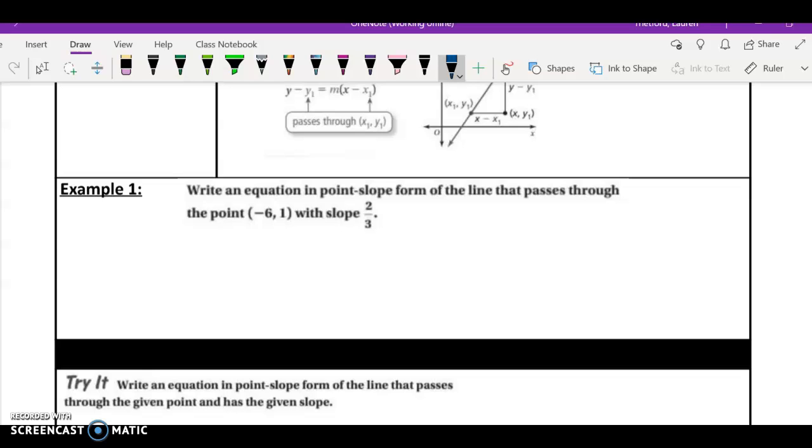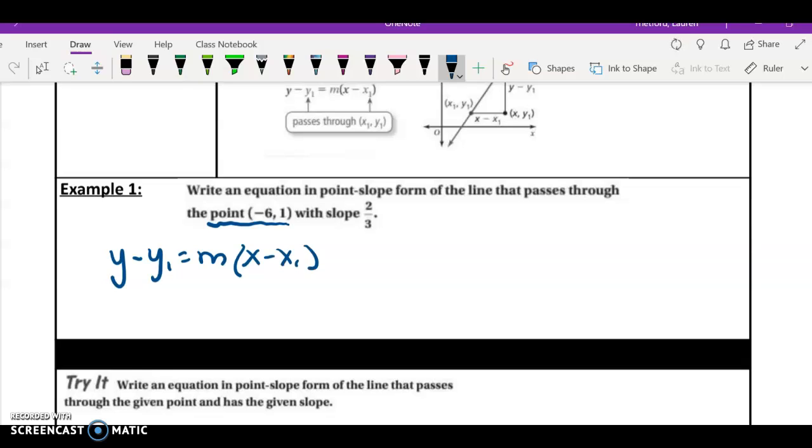And so what's nice is instead of having to find that y-intercept, this form allows us to just take that point and plug it straight into a formula. So we have y minus y1 equals m times x minus x1.